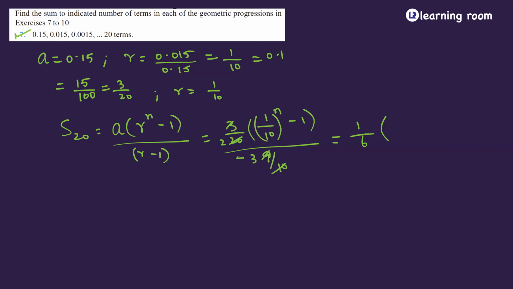So you will have 1 minus 10 power n divided by 10 power n, and you have minus here. So I'll take the minus inside. What is going to happen? It will be 10 power n minus 1 divided by 6 into 10 power n. So this will be the answer.